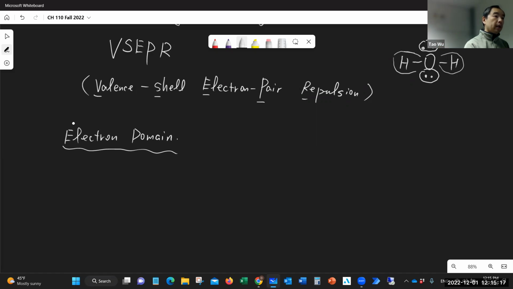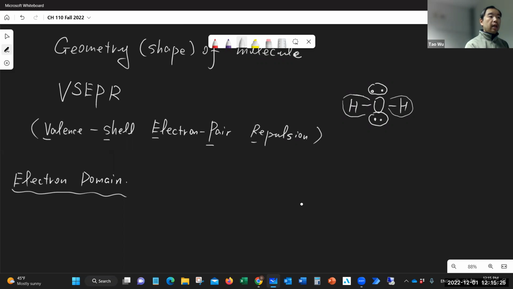There are different things that can be an electron domain. For example, the oxygen over here has 4 different electron domains. The lone pair can be an electron domain. This oxygen has one lone pair, which occupies a whole electron domain, and then we have another lone pair, which also occupies another domain.